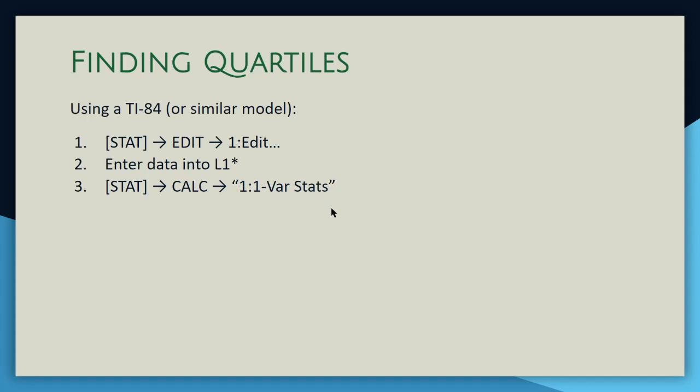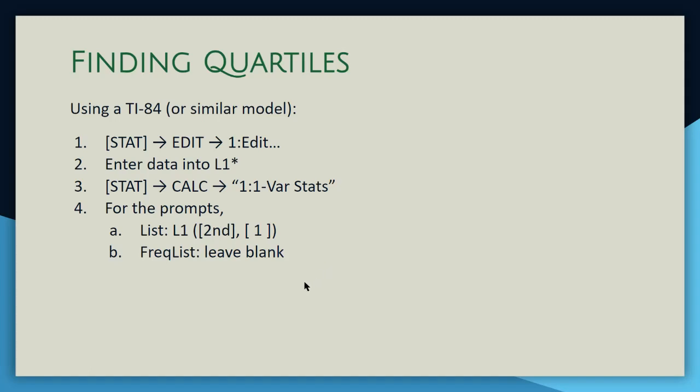When you do that, one of two things is going to happen. For most newer models, you're going to get some prompts. They're going to ask you where your data is. So you're going to enter L1 for your list, and to pull up that list name L1, you're going to press second and 1. So there should be a blue button, and then above the button 1 in blue, there should be L1. For the frequency list, you're going to leave it blank. We're not going to need that till later. And then you're going to go to Calculate and press Enter.